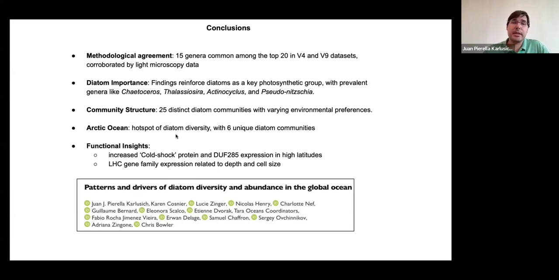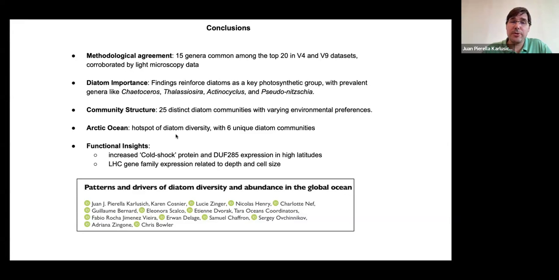We confirm the importance of diatoms at global ocean scale as a key, very abundant and diverse photosynthetic group, and also a very abundant silicifier group, with prevalent genera such as Chaetoceros, Thalassiosira, Actinocyclus, and Pseudo-nitzschia.